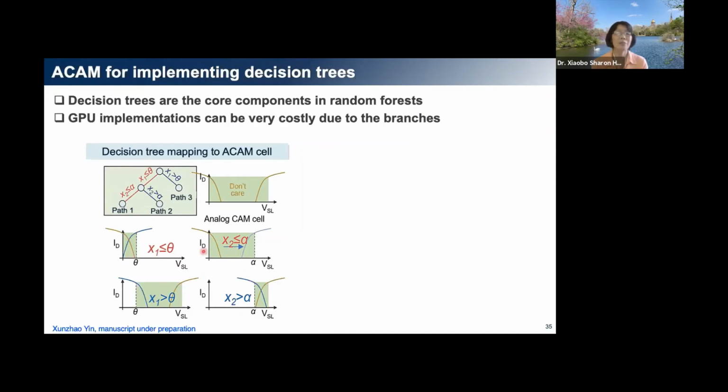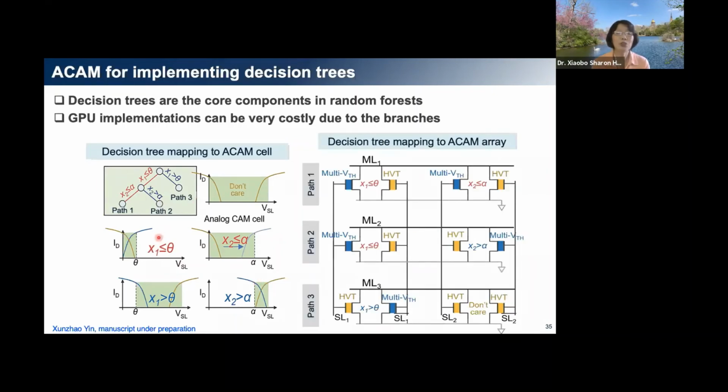Okay, so other branches can implement the same way. Now, if we match the entire tree, basically for each path, you think about the tree as a path, each path will correspond to a row in an ACAM array. So here I have three paths, then I have three rows. If all the cells are matching within a single row, then that path is a match. That means the query belongs to this particular path. So that's a successful match.